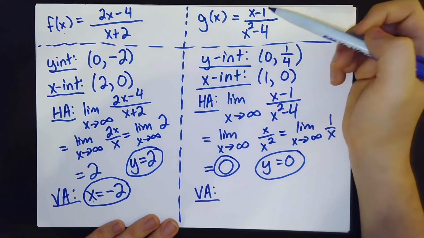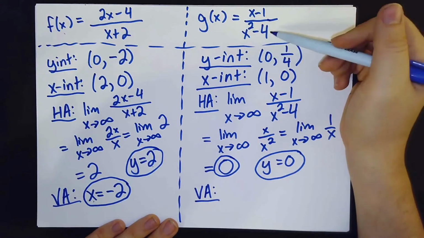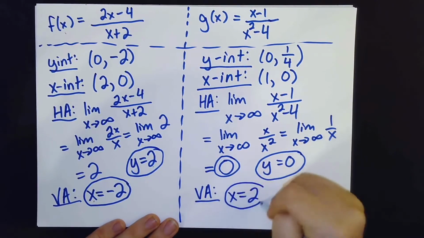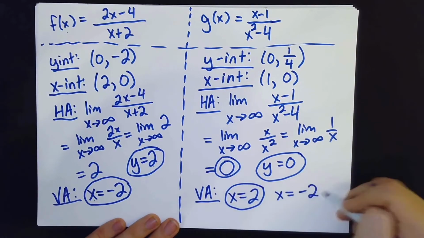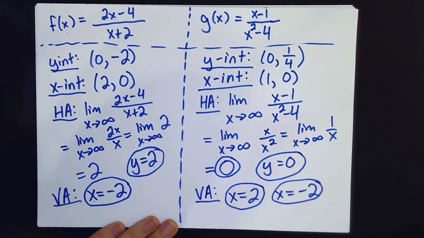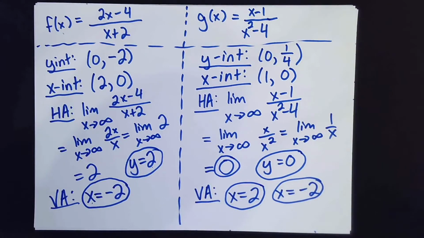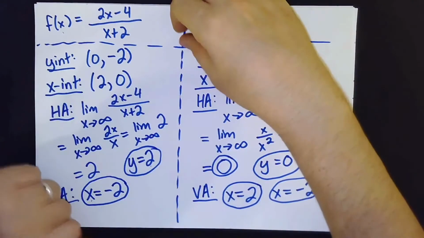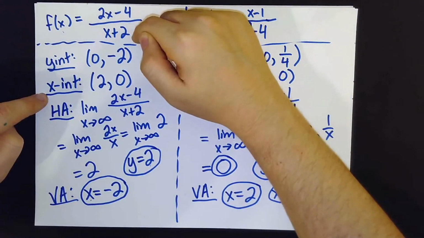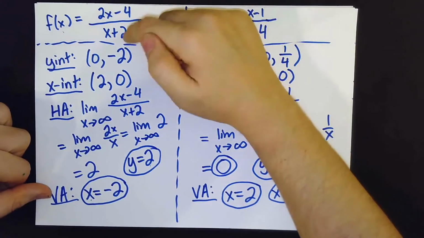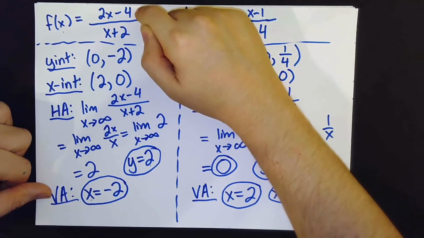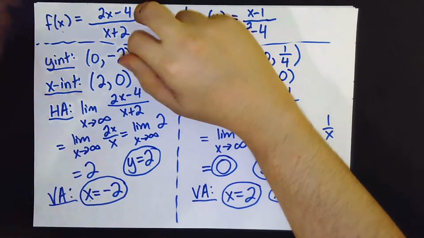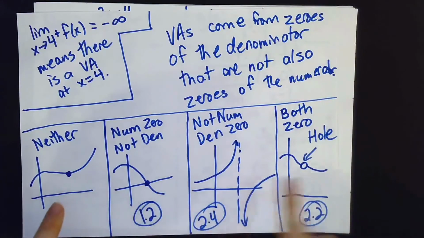In the case of g of x, the denominator is 0 when x squared minus 4 is 0. That actually happens both at x equals plus 2 and at x equals minus 2. Now, I'll notice, technically, in order to have an x-intercept, I need to have the numerator be 0 and not the denominator. And in order to have a vertical asymptote, I need the denominator to be 0 and not the numerator. If both of them happen to be 0, then I'd actually end up with a hole. That was what this whole business was about.